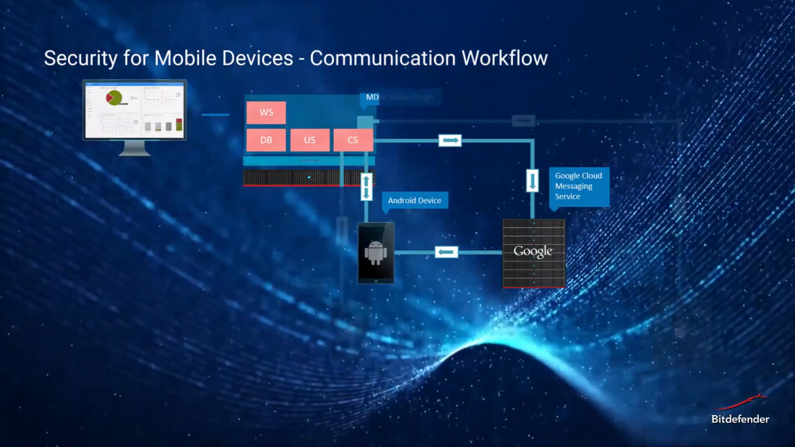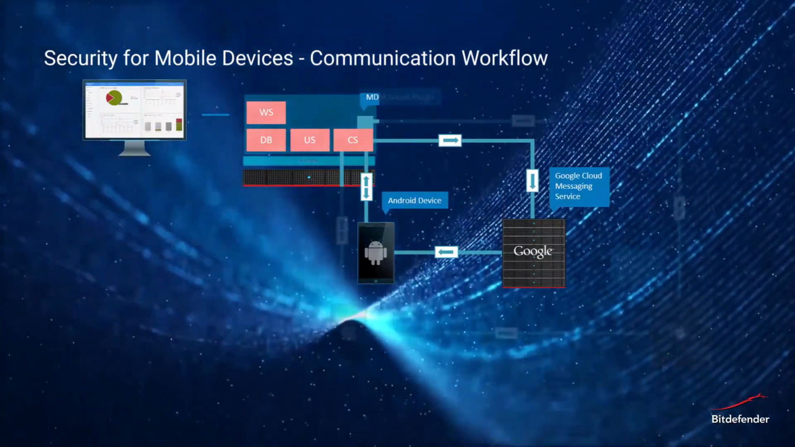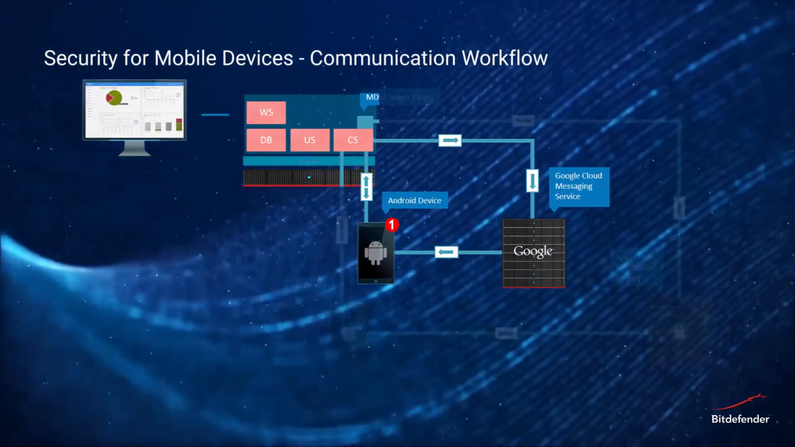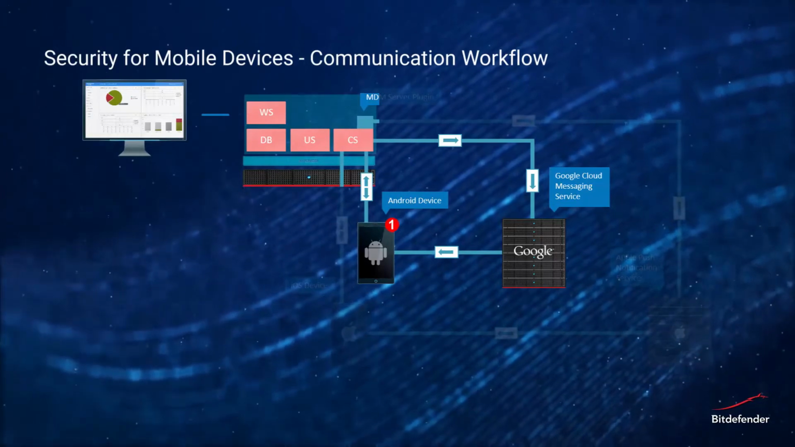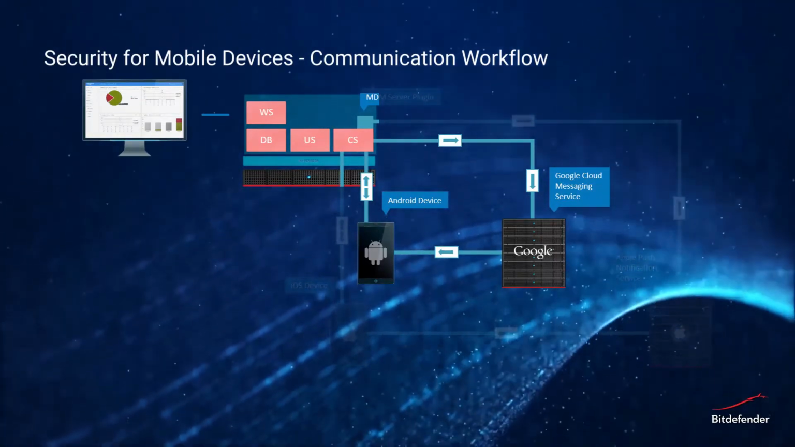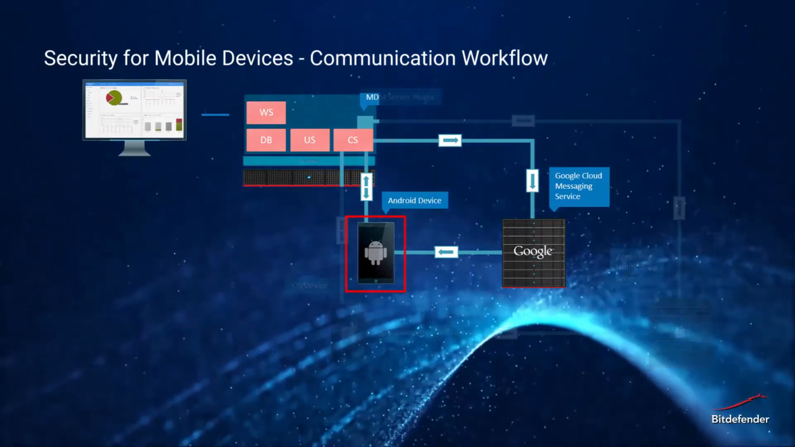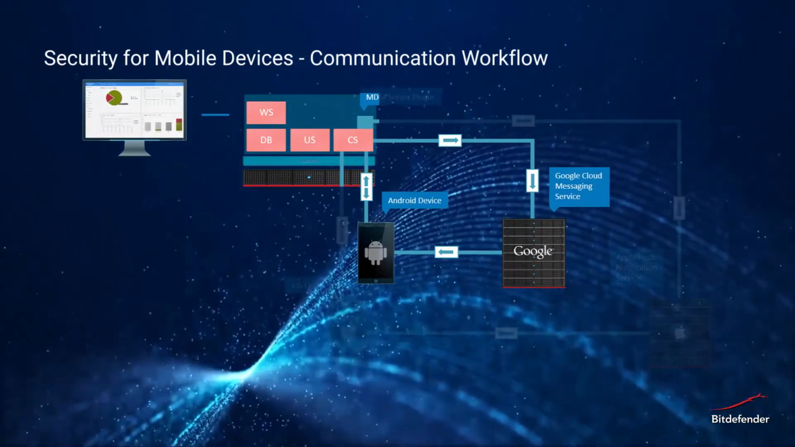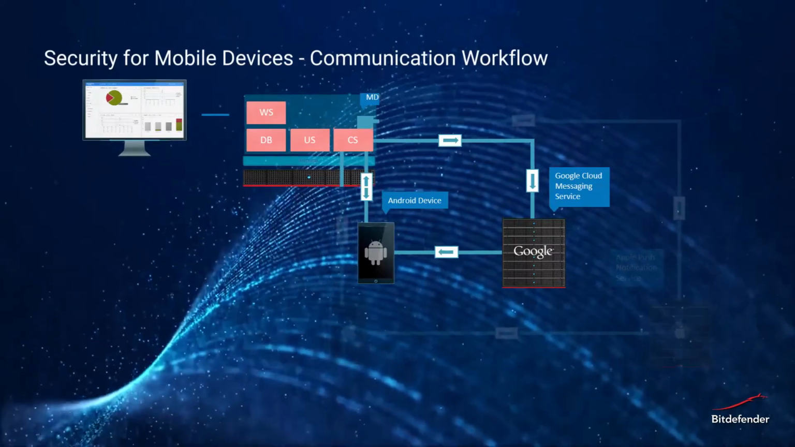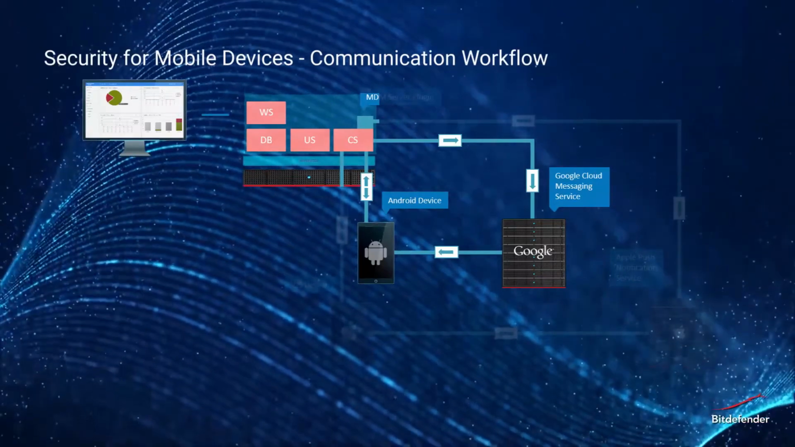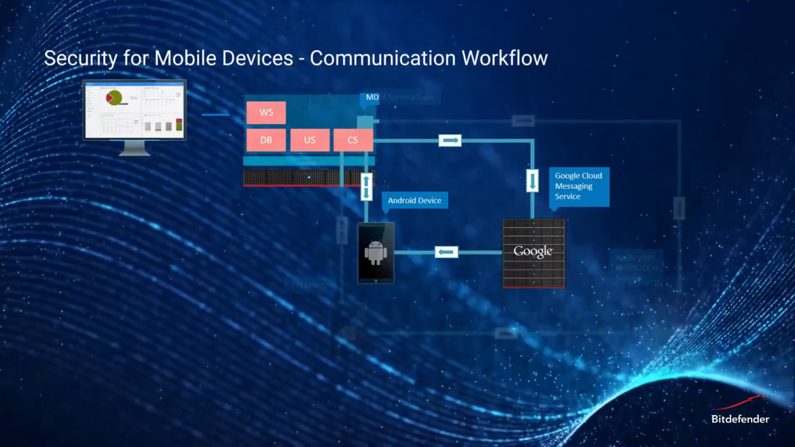First, a task or policy update is sent from Control Center to the device. The communication server sends a push notification to the device via Google Cloud Messaging service. When the notification arrives, the Android system informs the mobile client application to synchronize with the server. The mobile client application is not required to run to receive push notifications. The Android system wakes up the application as soon as the notification arrives.